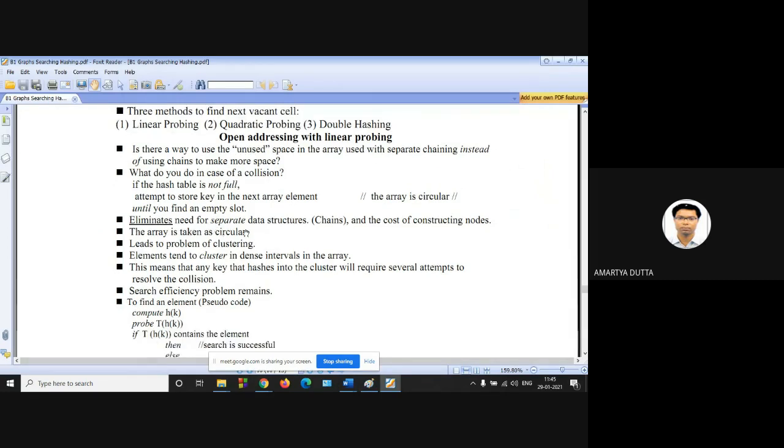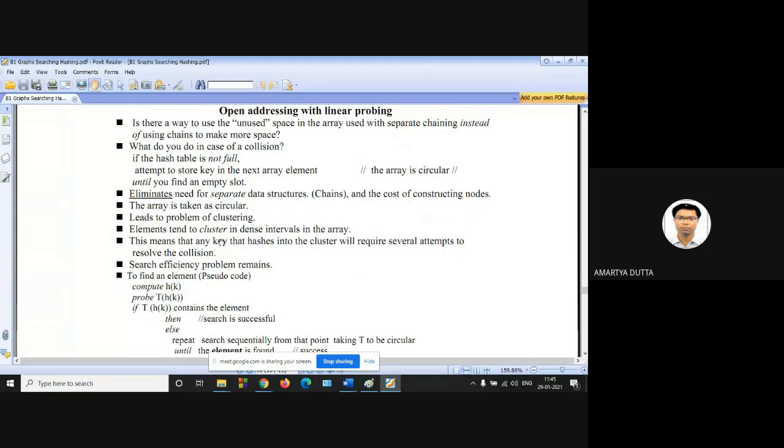Its advantage is that it eliminates the need for a separate data structure, separate linked lists, separate chains, and the cost of constructing the nodes. And we assume the array is circular. But there is a problem: clustering. Elements tend to cluster in dense intervals of the array.